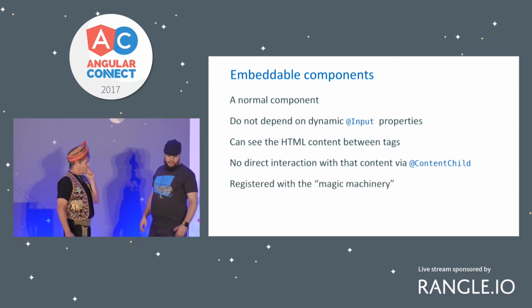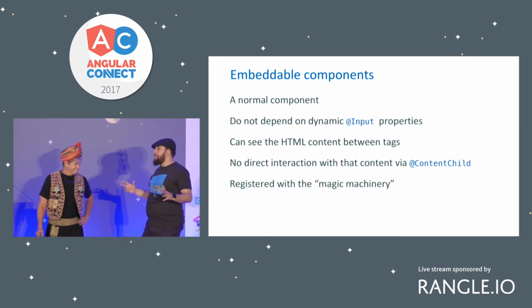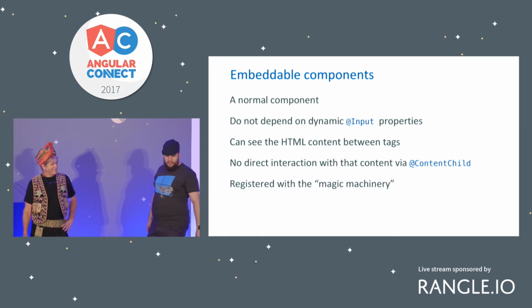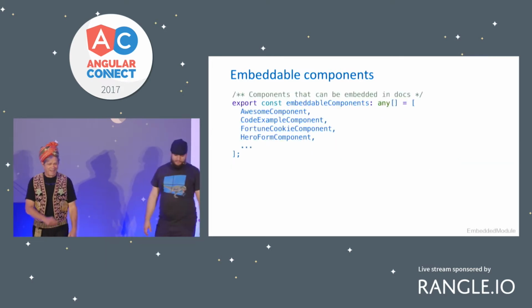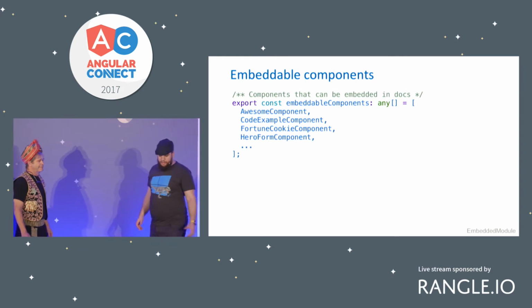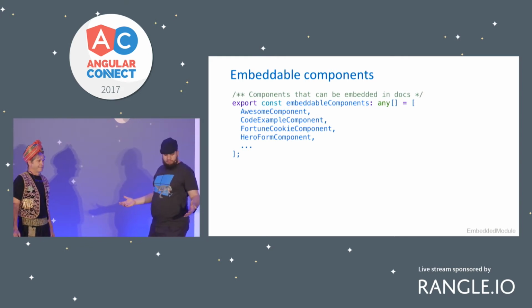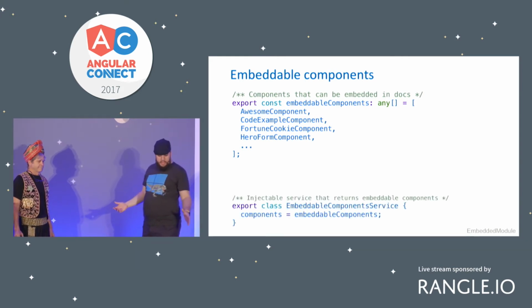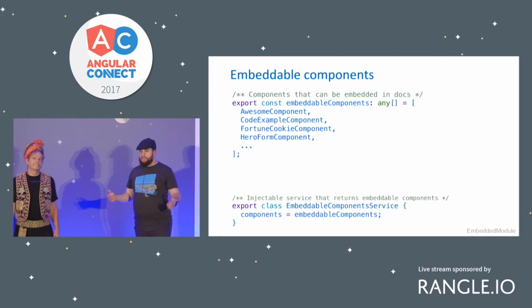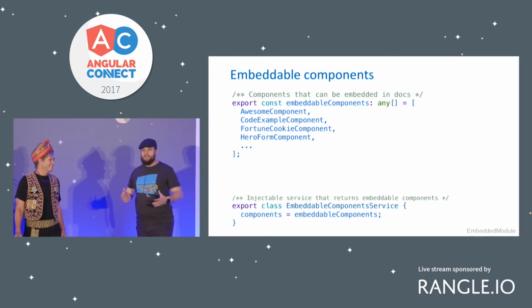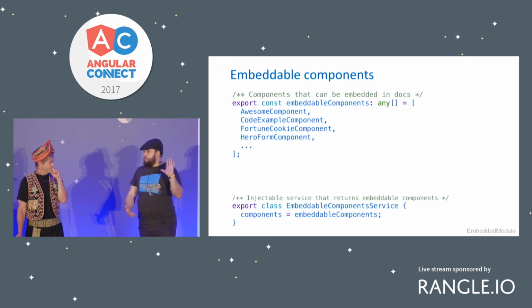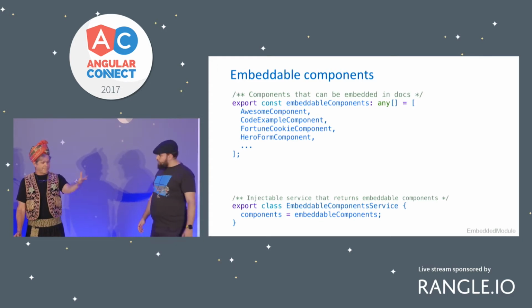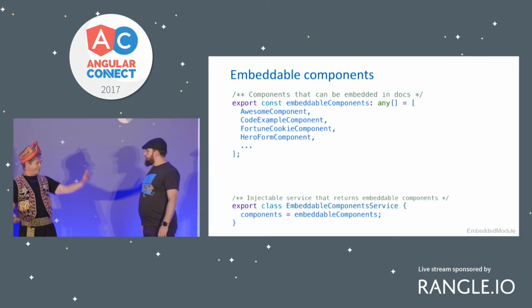Sure. And then we have to register that with what we call the magic machinery, which we're going to explain now. Poof, that's why I'm dressed like Aladdin. Okay, so what is it? We have a normal array of embeddable components. We just list it there. And then we have an embeddable component service that returns the list of components. Why? Because we will need to access them anywhere. Hey, this is my list of embeddable components. I want to do something with them. Right, it's kind of a collection. Well, it's a toolbox or a collection that you might have.